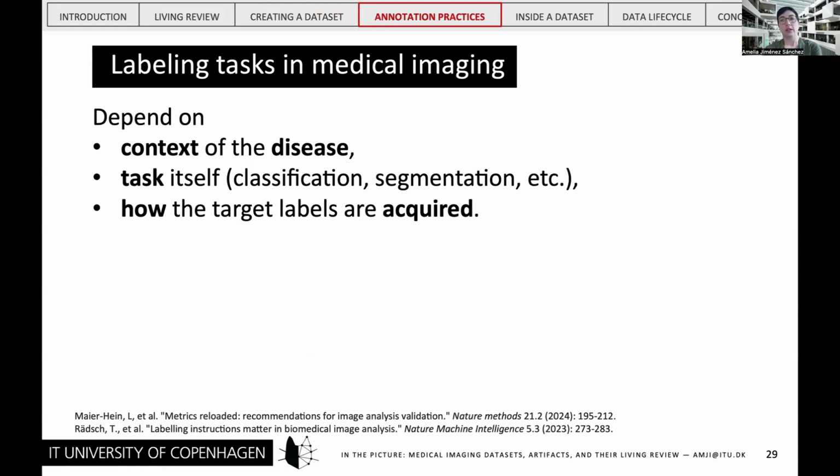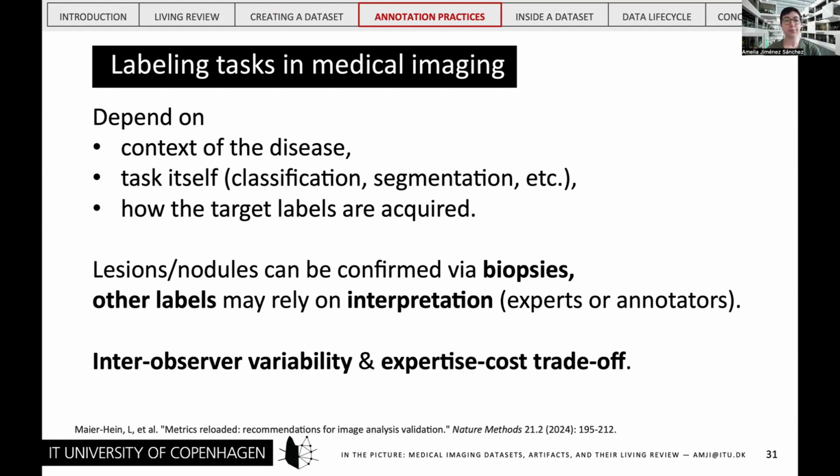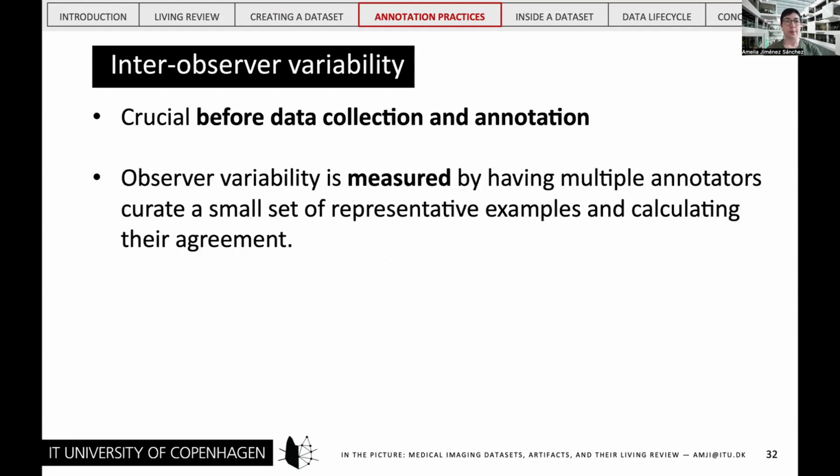Then labeling tasks in medical imaging depend on the context of the disease, the task itself, whether we are targeting classification or segmentation, and how the target labels are acquired. For example, ground truth labels for lesions or nodules could be confirmed via biopsies, while other labels or annotations could be based on the interpretation of the expert or other annotators. So we discuss two important considerations which vary with the task, which are inter-observer variability and the expertise cost trade-off.